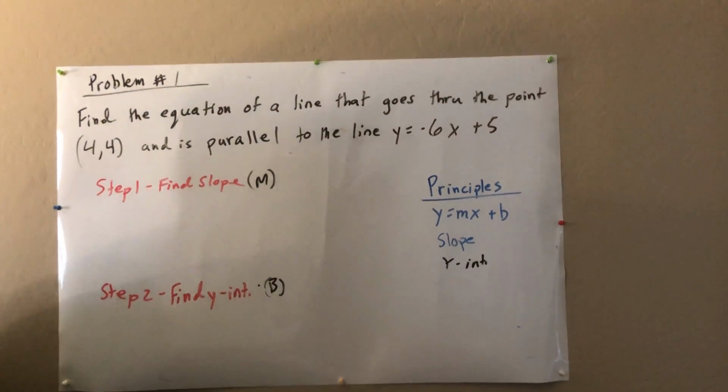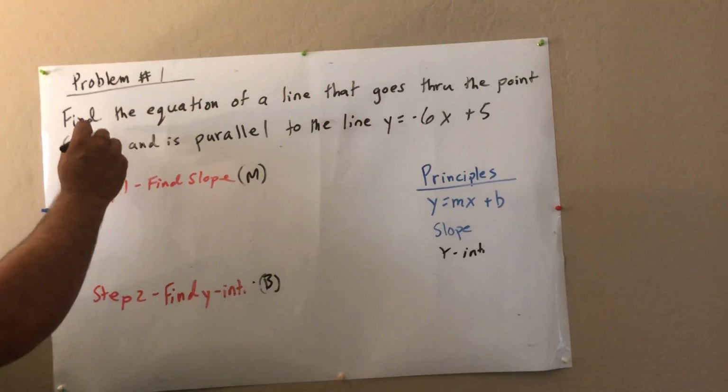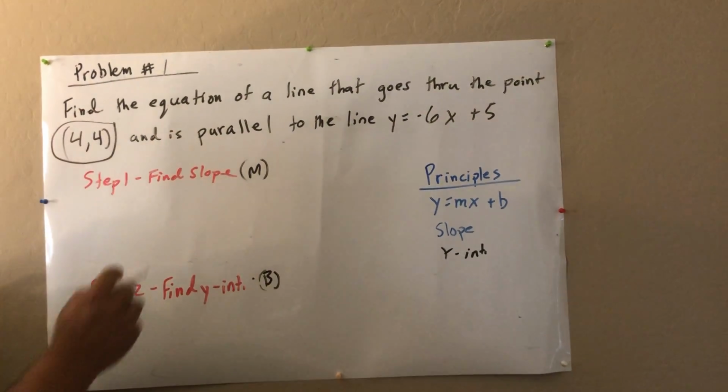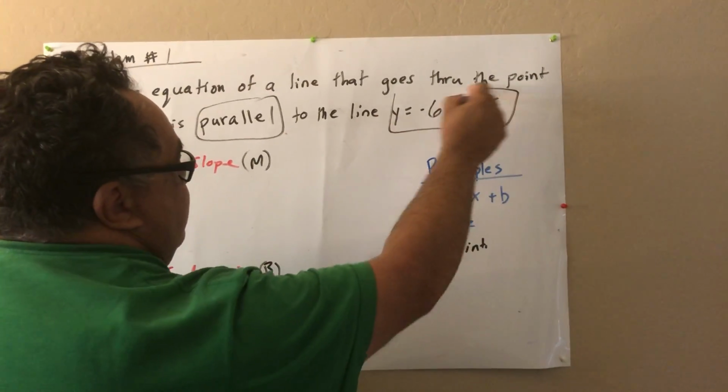This is Mr. Shope. I'm going to do problem number 1 in the quiz review. It says find the equation of a line that goes through the point (4, 4) and is parallel to the line y equals negative 6x plus 5.